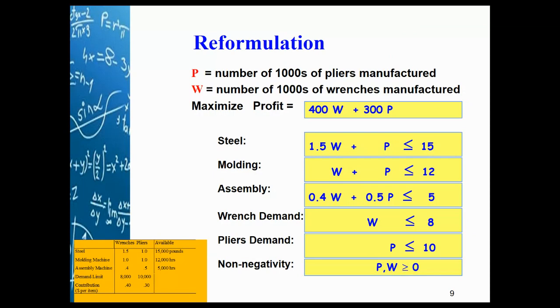Okay, if you look at this one, what's the difference between page 9 and page 8? You can see here, your maximum profit now becomes 400 for wrenches and 300 for your pliers. Why do we do this?